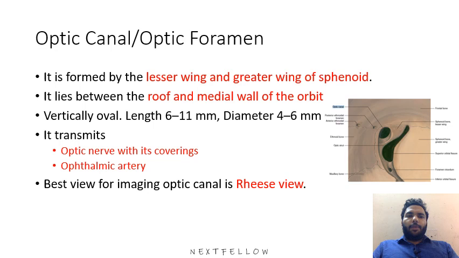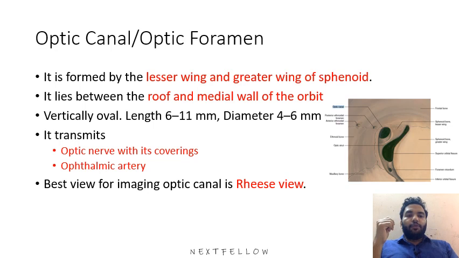Optic canal, optic foramen. Okay, so basically it's formed by the lesser and greater wing of sphenoid. It lies between the roof and the medial wall. Okay, it is vertically oval, its length is 6 to 11 mm, and its diameter is 4 to 6 mm. All these things are important, and it transmits two important structures: the optic nerve and the ophthalmic artery.